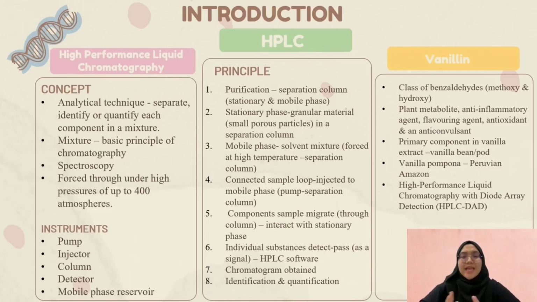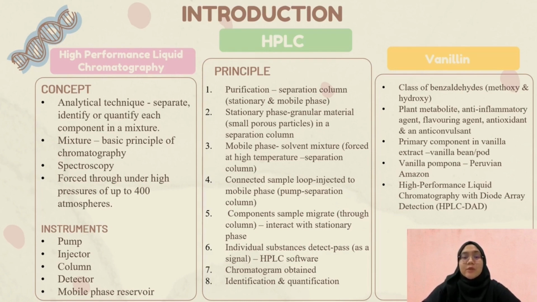What is HPLC? HPLC, or high-performance liquid chromatography, is an analytical technique that is used to separate, identify, or quantify each component in a mixture. The mixture is separated using the basic principle of column chromatography and then identified and quantified by spectroscopy. HPLC is basically a highly improved form of column liquid chromatography, in which instead of a solvent being allowed to drip through a column under gravity, it is forced through under high pressure of up to 400 atmospheres.